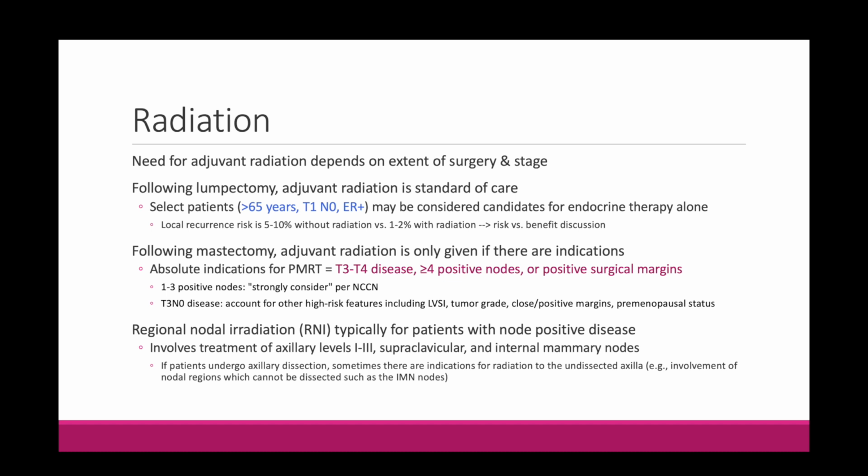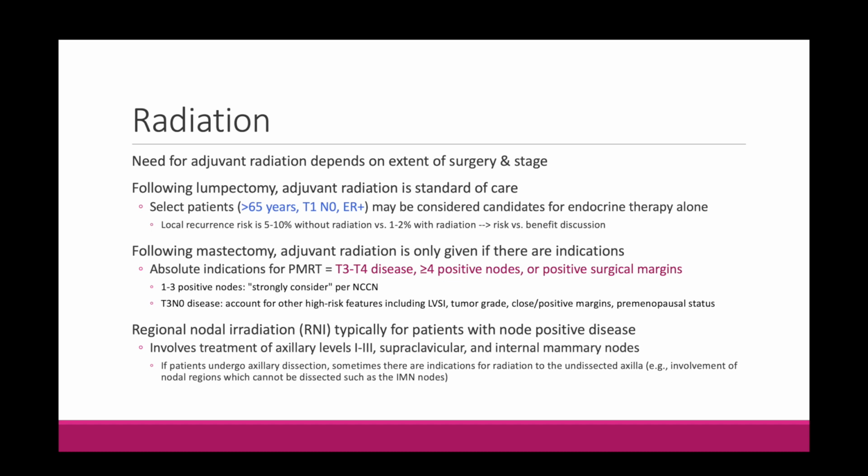Some patients who are older and have favorable risk factors, so hormone positive, small tumors like T1 tumors that are N0, these patients may be considered candidates for endocrine therapy alone. And again, in the future, we will talk about the data for this, but there are studies that show that in these patients, so over 65, T1N0 with hormone positive, HER2 negative tumors, the local recurrence is around 5 to 10% without radiation versus 1 to 2% with radiation. And so radiation still offers a local control benefit in these patients. So it's often a risk versus benefit discussion.